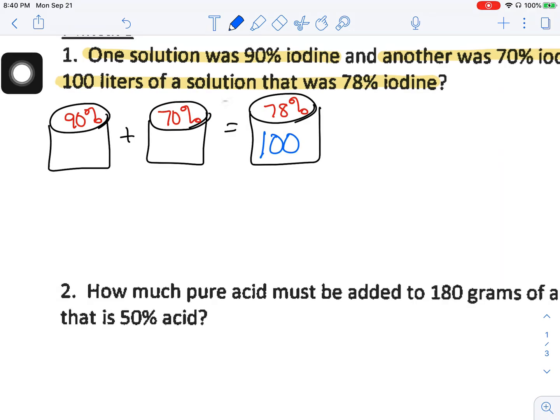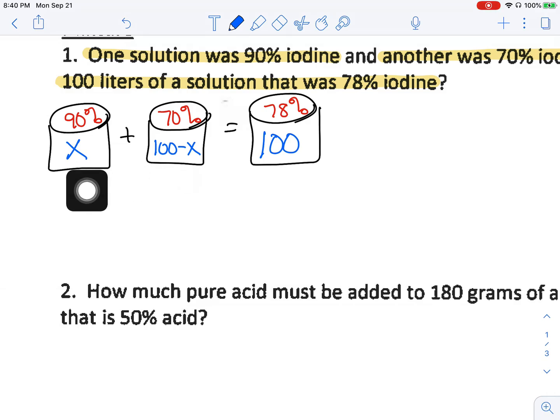So I'm going to pick my favorite variable in the whole wide world, and I'm going to say that I am going to use 90% and x liters. I don't know how much of this to use. What I do know is I'm supposed to end up with a total of 100. So if this is my total, and I've used up x in the 90%, the 70% would be 100 minus x. The total, right, 100 minus the quantity I've already used up.